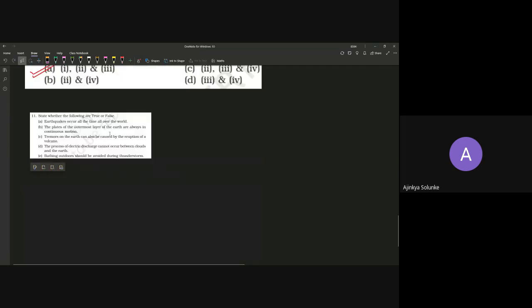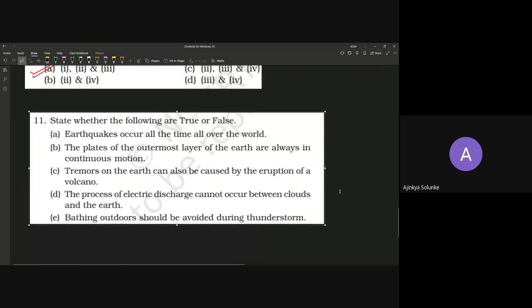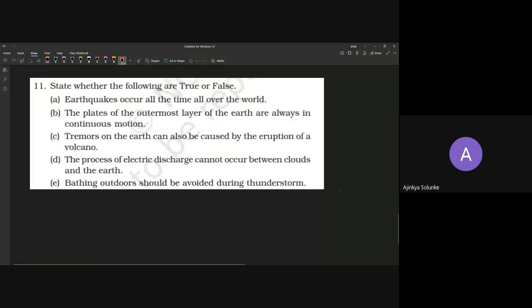Now the next questions are true and false. So we will go one by one. First question. Earthquakes occur all the time all over the world. True or false? Earthquakes occur all the time all over the world. Okay, so that is false.